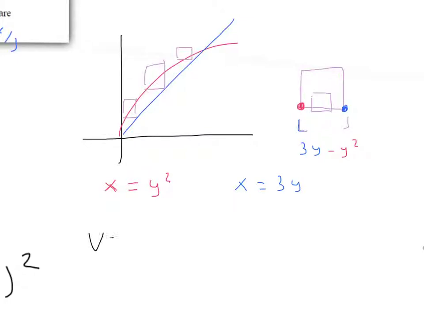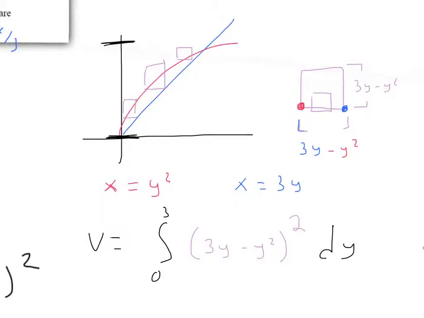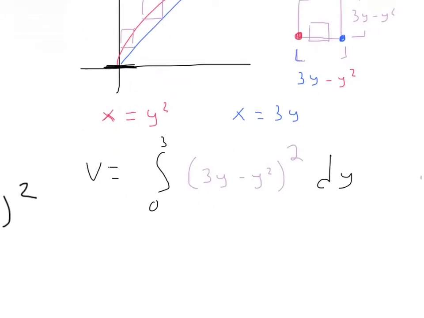Our volume will be equal to the definite integral. We're doing this with respect to y, so from 0 to 3. Each side length of our square is 3y minus y squared, and the area of a square is that side length squared. So this would also be 3y minus y squared, and we're multiplying those two things together. We're taking this with respect to y. Using our calculator to calculate this definite integral, we get 8.1.